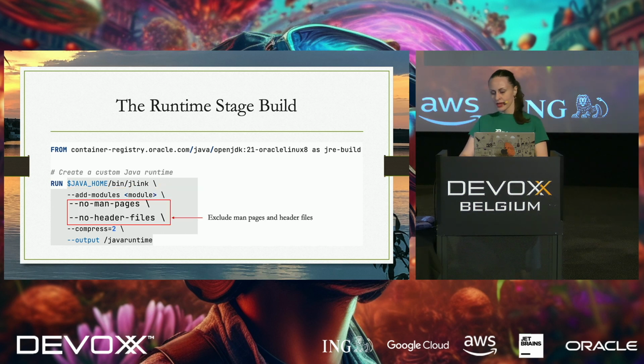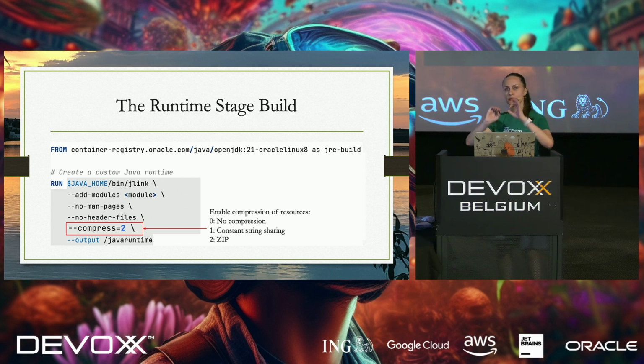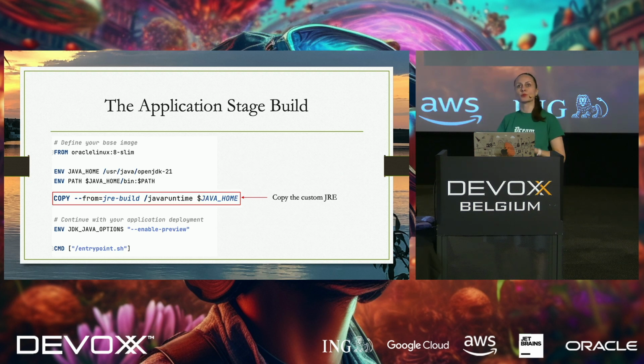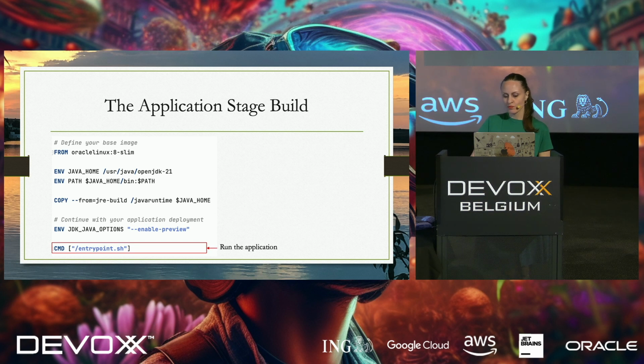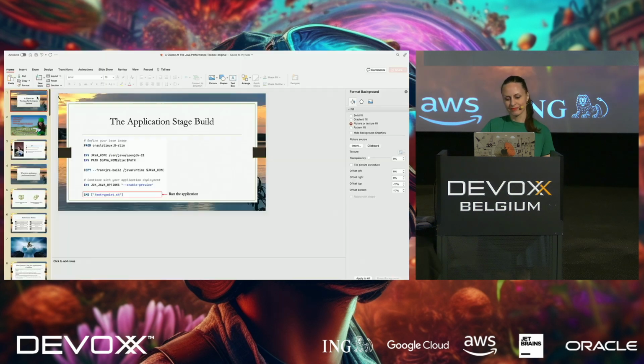Easy as that. Now, I just don't want to have anything else in my JRE, so I keep the no man pages and no header files. And I compress it to zip, so I want to have it as small as possible. And, of course, I need to put that JRE somewhere to copy in the next stage. Next, the application stage build, of course, is copying from the previous build. And then I'm just going to continue what I did before. Copy my application, run my application, and so on.